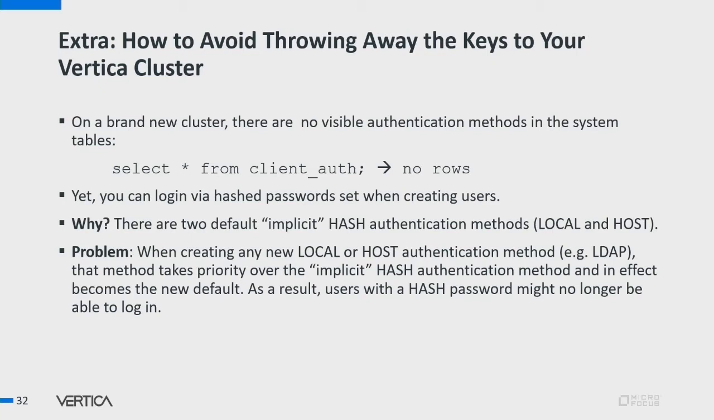So why is that? In Vertica, there are two default implicit hash authentication methods, one for local and one for host. When you create any new local or host authentication methods, for instance LDAP, that method takes priority over the implicit hash authentication method, and in effect it becomes the new default. As a result, pre-existing users with hash passwords might no longer be able to log in. And there are situations where, if you do this for both local and host, you lose any ability to log back into Vertica, especially if you have some issues connecting to LDAP.